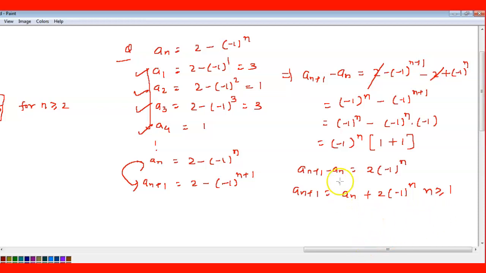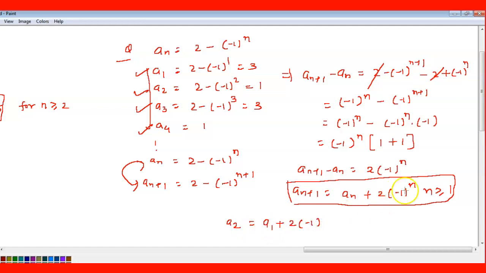Now you want to check whether this answer is correct or not, so you put the value n is equal to 1. If you put n is equal to 1 here, then what will you get? a2 is a1 plus 2 into minus 1 to the power of how much? 1, right? So we get a1 minus 2, right? a1 is how much? 3. 3 minus 2 is equal to 1. So a1 is 3, the first term, and a2 we got here is 1. So we check that a2 we are getting is 1. Like that, any value you can substitute and check.